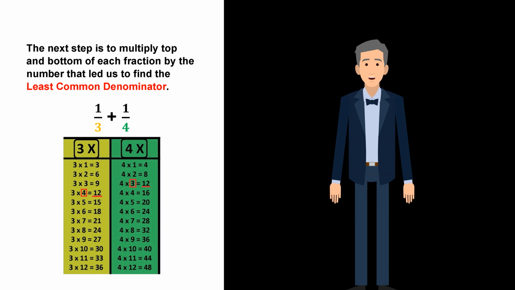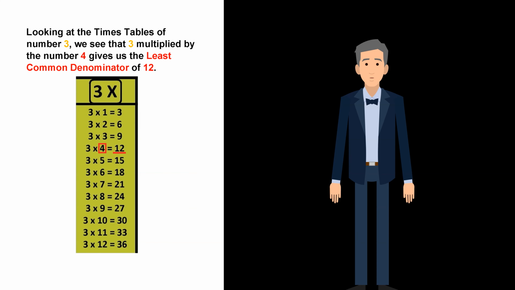The next step is to multiply top and bottom of each fraction by the number that led us to find the least common denominator. Looking at the times tables of number 3, we see that 3 multiplied by the number 4 gives us the least common denominator of 12.